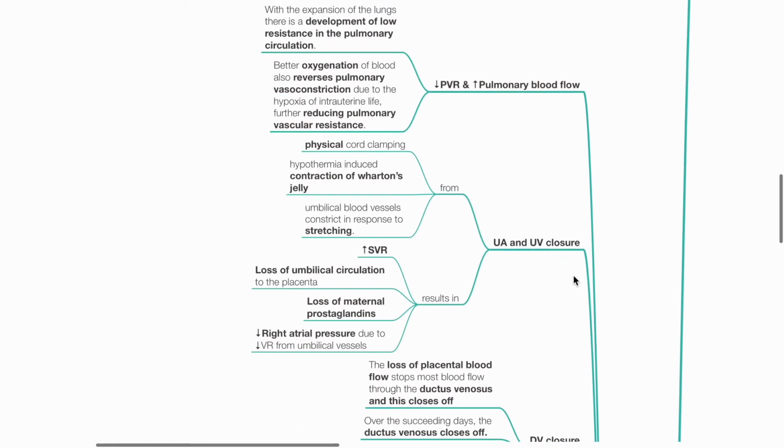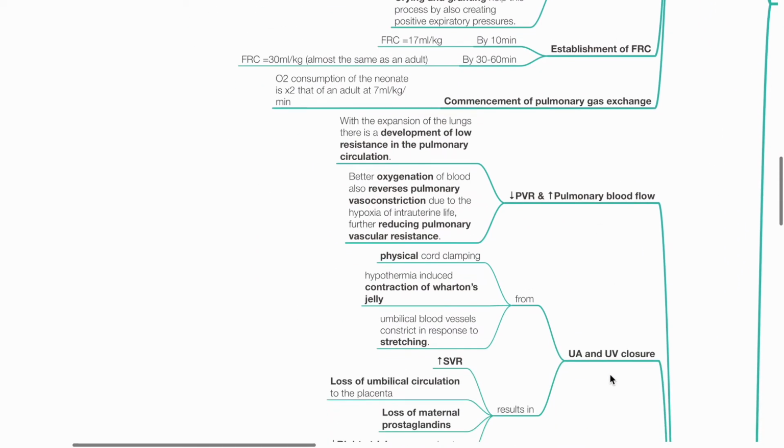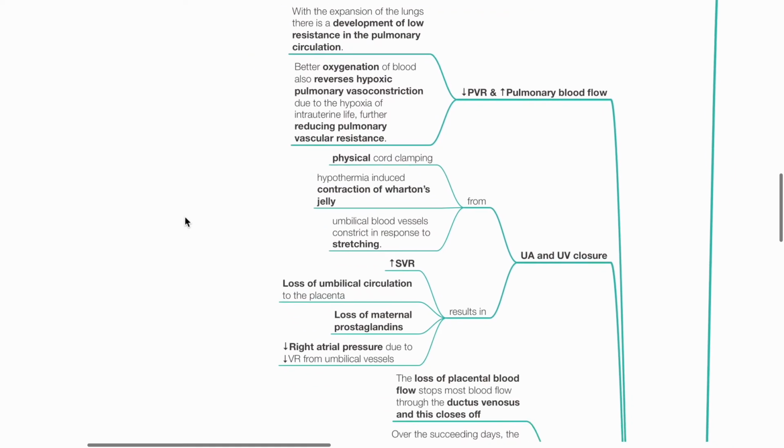Circulatory changes. Reduced pulmonary vascular resistance and increased pulmonary blood flow. With the expansion of the lungs, there is a development of low resistance in the pulmonary circulation. Better oxygenation of blood reverses hypoxic pulmonary vasoconstriction due to the hypoxia of intrauterine life, further reducing pulmonary vascular resistance.